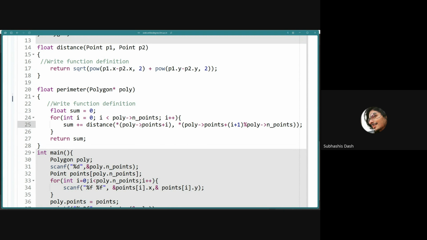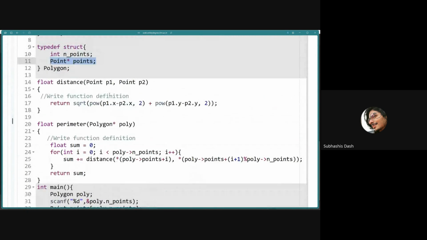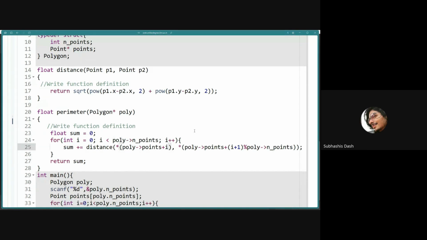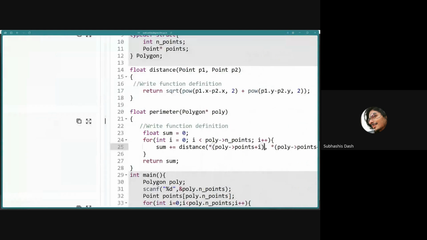Now, the thing about this one is that points is itself a pointer, right? If you look over here, it is a pointer in itself. But in our function, what do we want? We do not want a point star over here. We want a point. Because the point is itself a pointer, that is why we had to dereference it. Yes, I got it. Just read the error. You can get a lot of information from the errors.